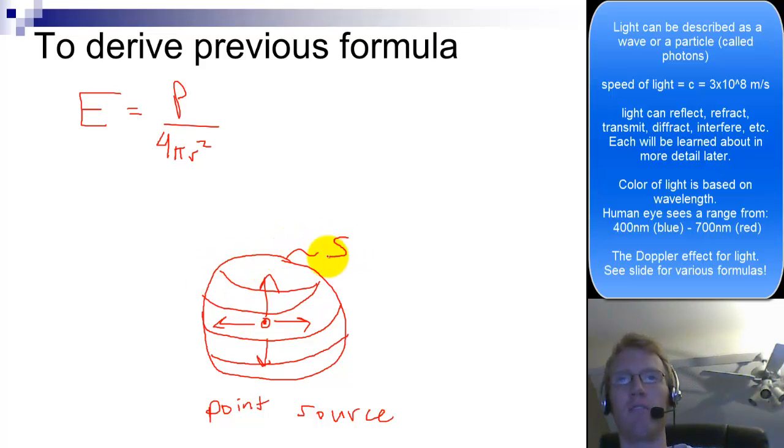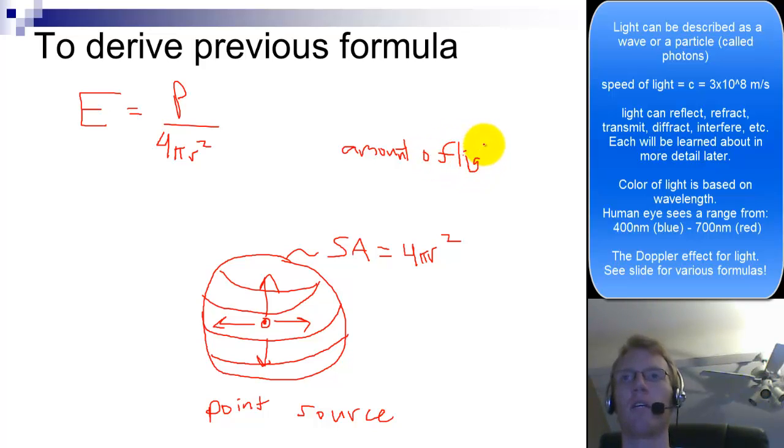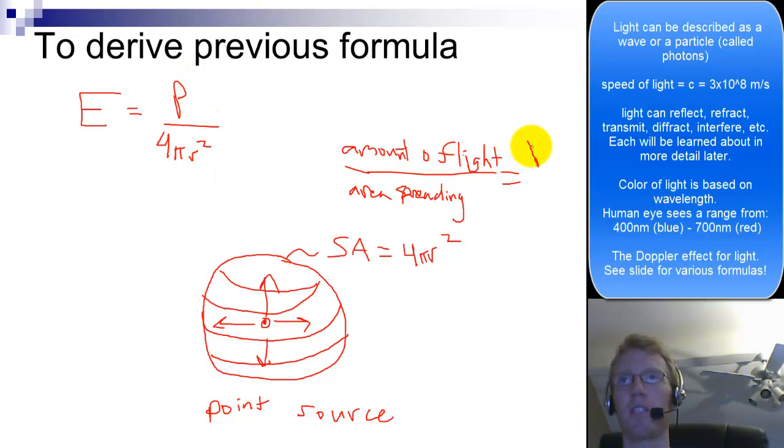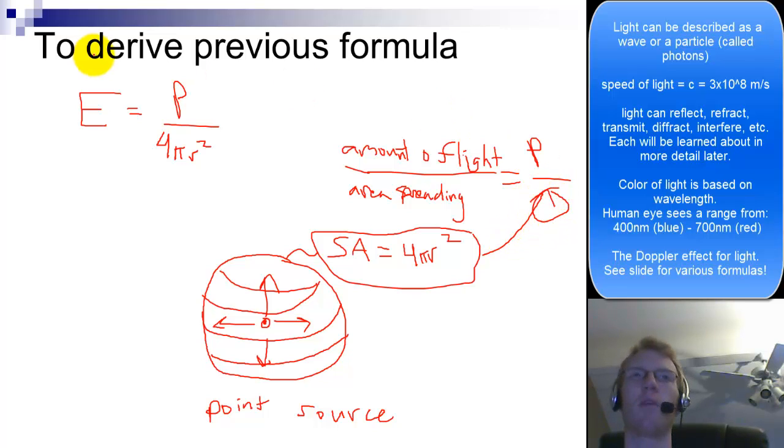The surface area of a sphere that this light is spreading out over, the formula for surface area of a sphere is, of course, 4 pi r squared. So you've got this certain amount of light divided by the area that it's spreading. Sorry, my handwriting on this mouse is terrible today. The total amount of light being emitted is P, the luminous flux, and the area that it's spreading out over is the surface area of this sphere. So that's how we got this formula.